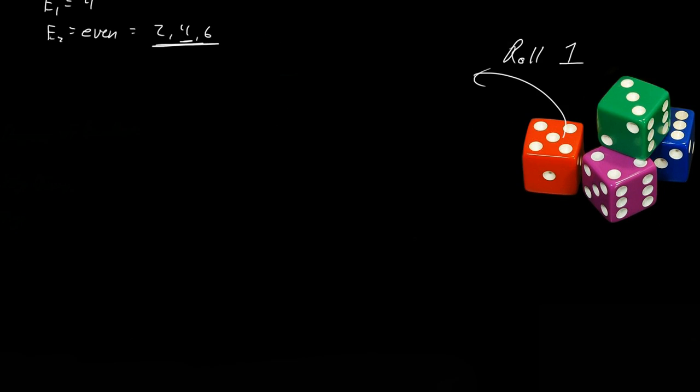Now let's go down to cards. Let's have event 1 be getting an ace of diamonds, and event 2 be getting a red card. So what's the probability of event 1 occurring given that event 2 has occurred?